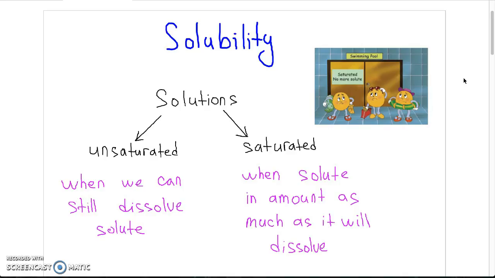Solutions can be divided into types by solubility: unsaturated and saturated. When a solution contains as much solute as will dissolve, we say it's saturated, and no more particles of solute can be added to the solution. But when a solution has some solute in it but can still dissolve more, it is said to be an unsaturated solution. It means that we still can add some new particles of solute.